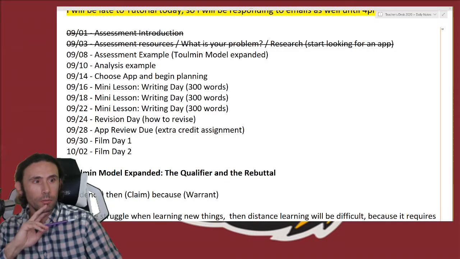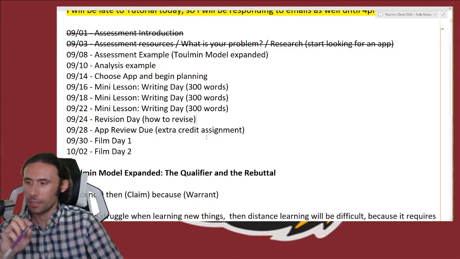All right, we are recording. I'm going to go over the Toulmin model, the expanded example. So what's going on with this?